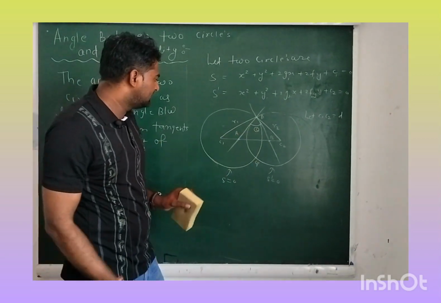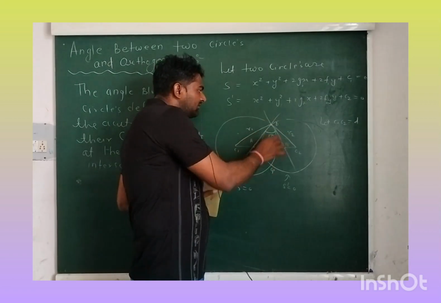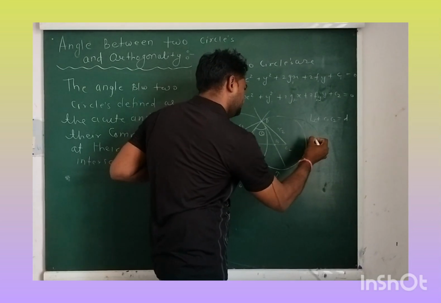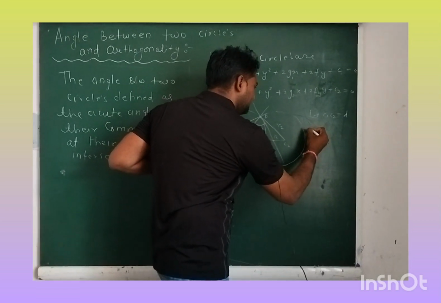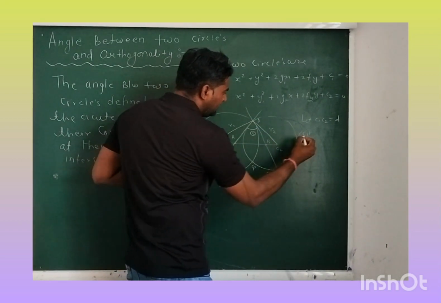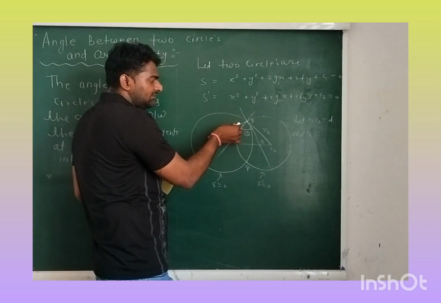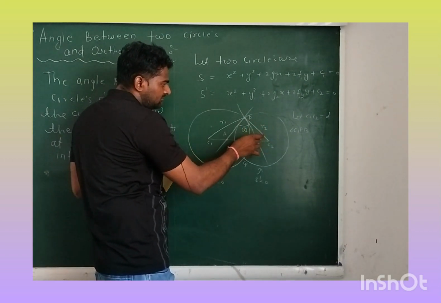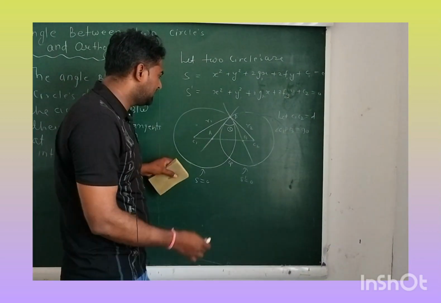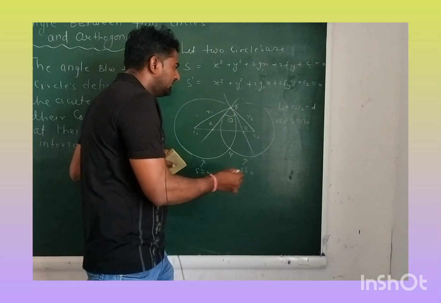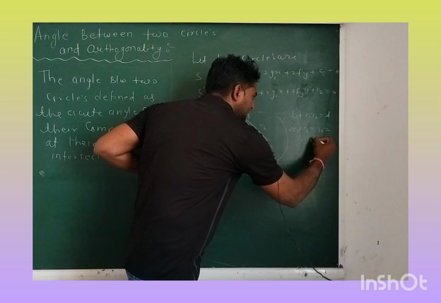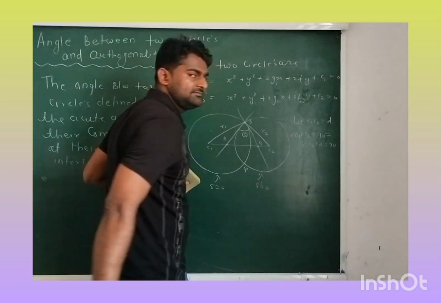So how to find this theta? Theta is the angle between their common tangents. So how to write this theta? See here. If you write here angle C1PB, see here this is the radius of the first circle and this is the tangent. So this angle is how much? This is equal to 90 degrees. Same way, if you see here this is the radius and this is the tangent. So if you write here angle C2PA, this also is 90.